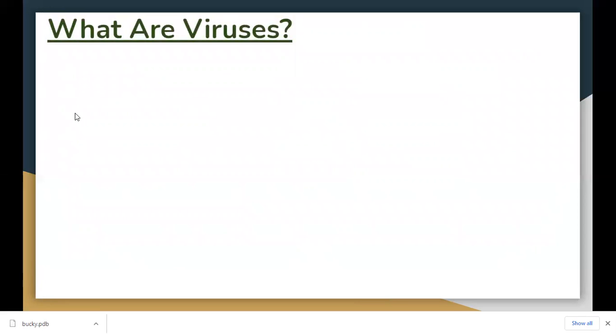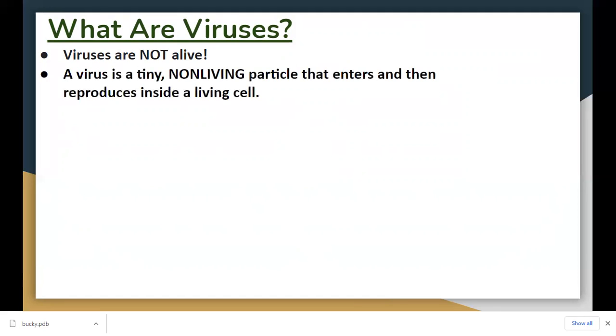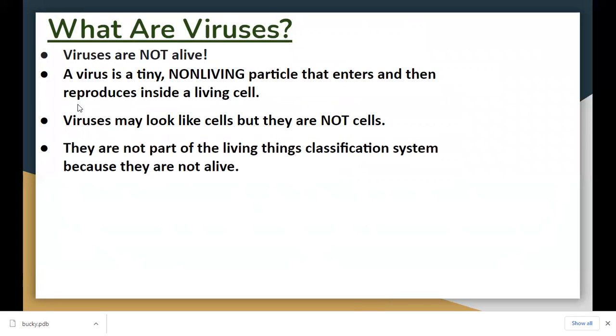What are viruses? Next part now. Viruses are not alive. Very important. Everything we've talked about so far is alive. A virus is not alive. A virus is a tiny, non-living particle that enters and then reproduces inside a living cell. Viruses may look like cells, but they are not cells. They are not part of the living things classification system because, again, they are not alive.